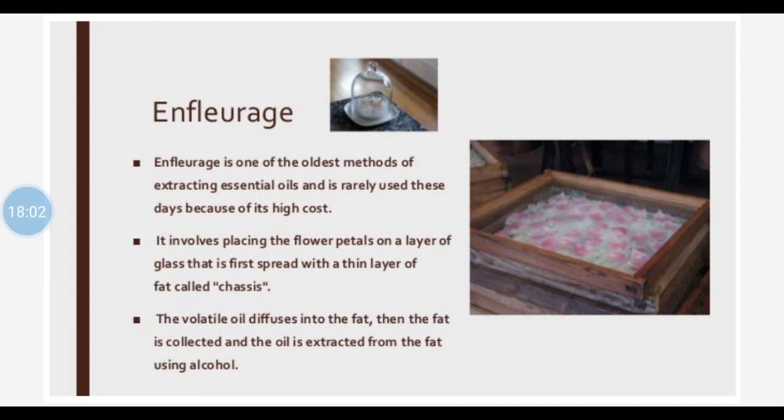And then what happens? This fatty layer gets saturated with the volatile principles that are present in flower petals. This volatile oil diffuses into the fat, and then the fat is collected and oil is extracted from the fat using alcohol. So this is the enfleurage method which is used for most of the drugs which are flower parts, isn't it?